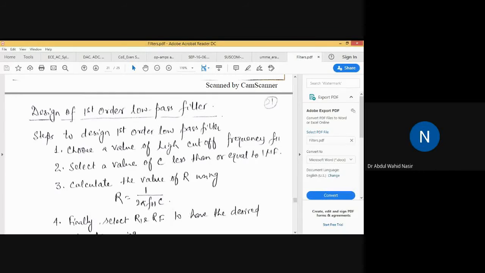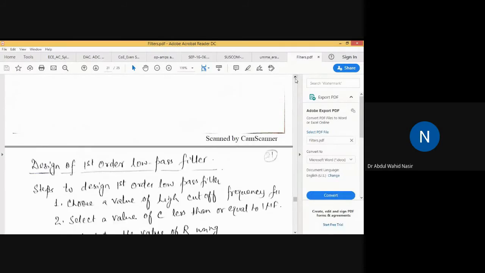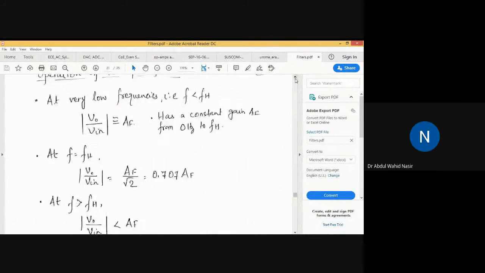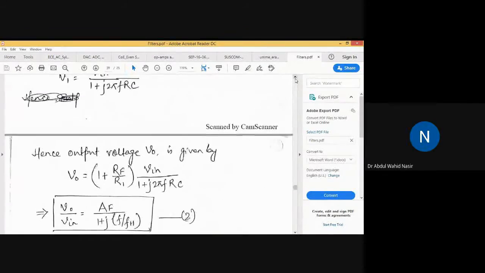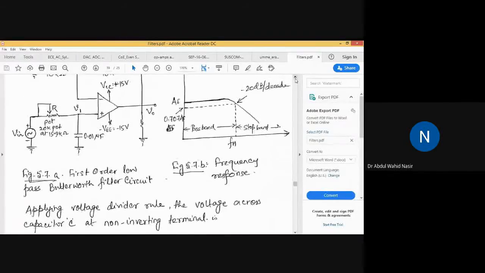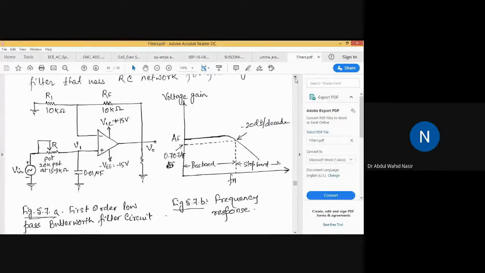So today we are going to see the design of a first order low pass filter and how to design a low pass filter. We have already seen the circuitry involved in the construction of a low pass filter. The circuit diagram you can see on the screen. This diagram represents the low pass filter. Why? I told you from the output equation why it is acting as a low pass filter.